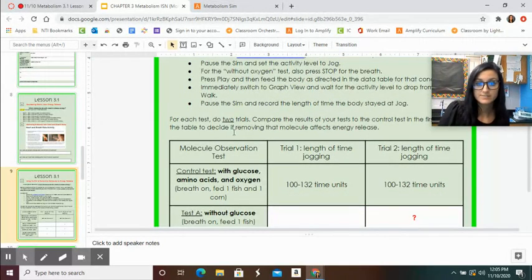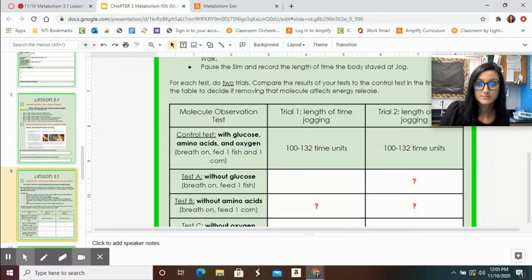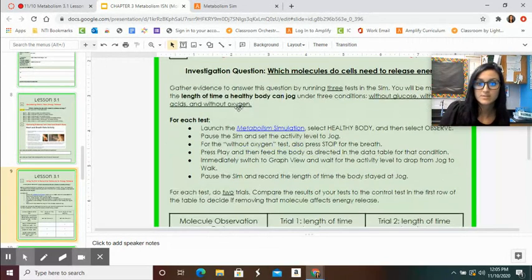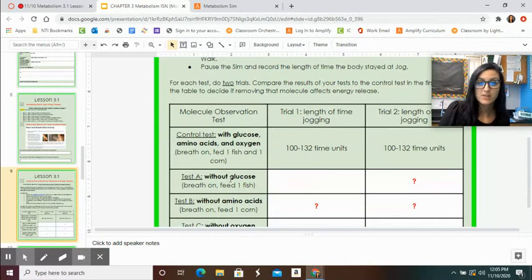And so down here, we are going to have without glucose in our test. Let me read the directions real quick to make sure. And I'm going to be filling in my data down here. So test A, without glucose, and we're going to have our breath on, and we're going to feed it 1 fish. And the tricky thing with these tests is when they are jogging, we are actually going to watch the simulation in graph view and see at what time they stop jogging.